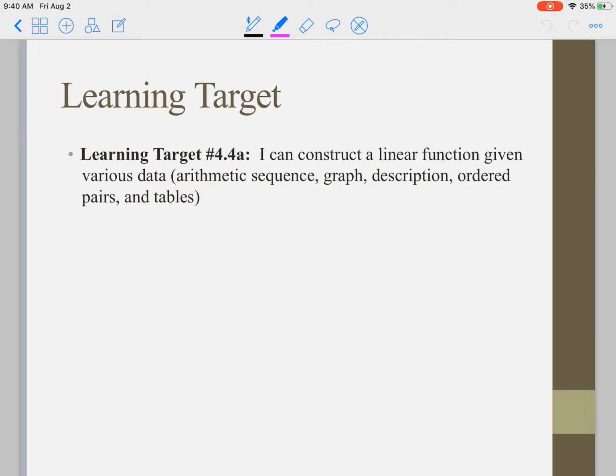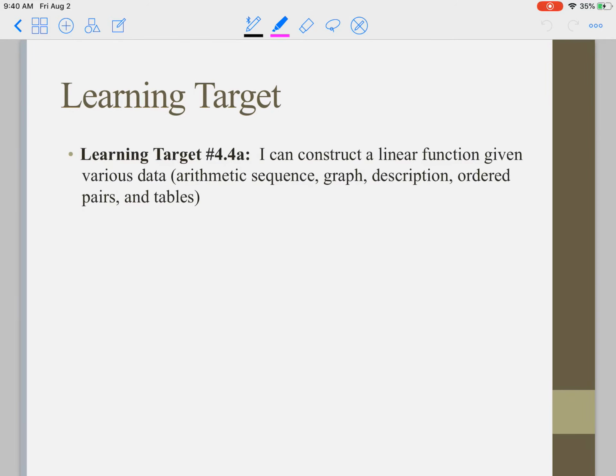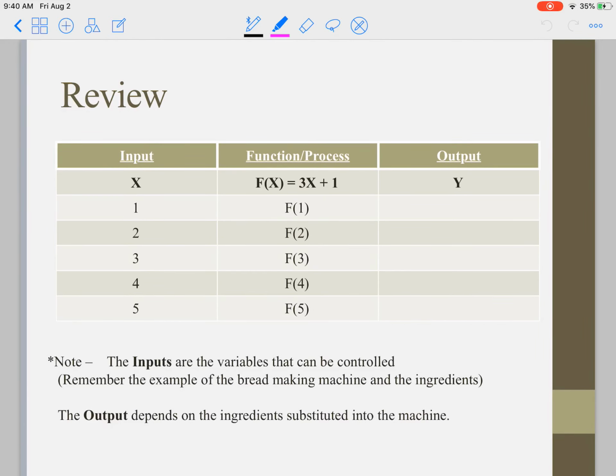Today's video topic is writing functions, unit 4.4, and hopefully after this video and completing your guided notes and doing some other work through the examples, you'll be able to construct a linear function given different sets of data. Maybe an arithmetic sequence, maybe a graph, maybe just a verbal description, some ordered pairs, or maybe even a table or a T-chart. So a little bit of a review to start with.